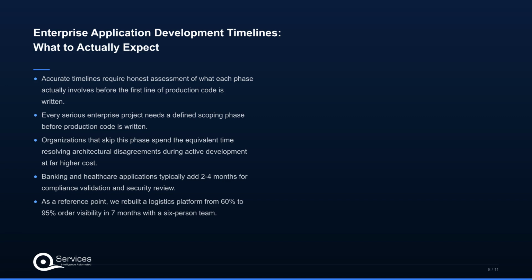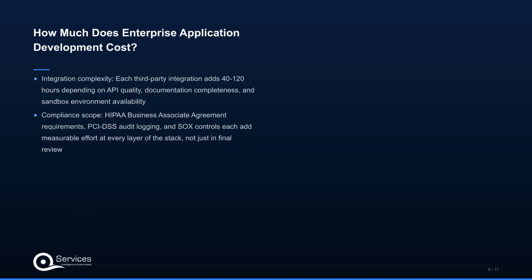Banking and healthcare applications typically add 2 to 4 months for compliance validation and security review. The final 6 to 8 weeks before go-live should focus on end-to-end integration testing, user acceptance testing with actual end users, performance testing under realistic concurrent load, and formal compliance validation. As a reference point, we rebuilt a logistics platform from 60% to 95% order visibility in 7 months with a 6-person team.